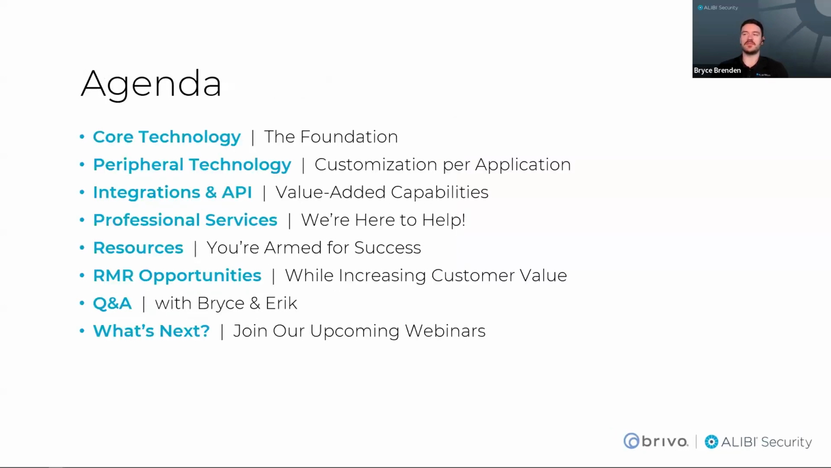Just a really quick agenda. We're going to start out by going over some of what Brivo's core technology is and what you're going to really have on every install. We'll go into some of the peripheral technology, things that you will likely be selling on many of your Brivo jobs that aren't a Brivo native piece of hardware. Then we'll talk a little bit about integrations and API. We'll talk about some professional services that are really tools to enable you to be successful with this product. And then we'll loop it all back to the RMR opportunities around everything that we're going to discuss today. We will have a Q&A section at the end.